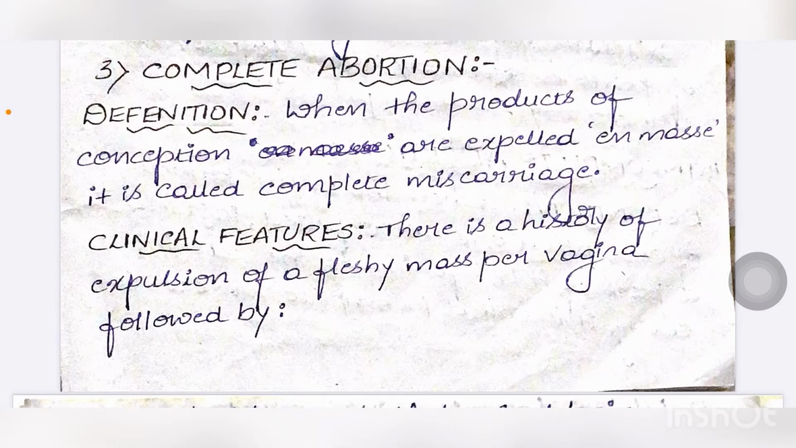Today, let's continue with the topic abortion. In the last lecture, we learned about the definition, etiology, and two types of abortion, that is threatened abortion and inevitable abortion. Now here we'll be learning the third type of abortion, that is complete abortion. Definition: when the products of conception are expelled en masse, it is called complete miscarriage or abortion.